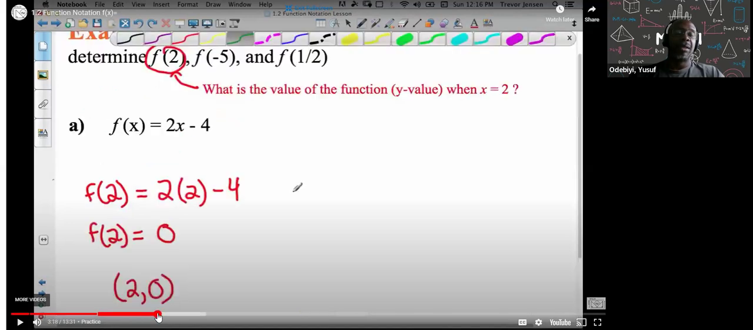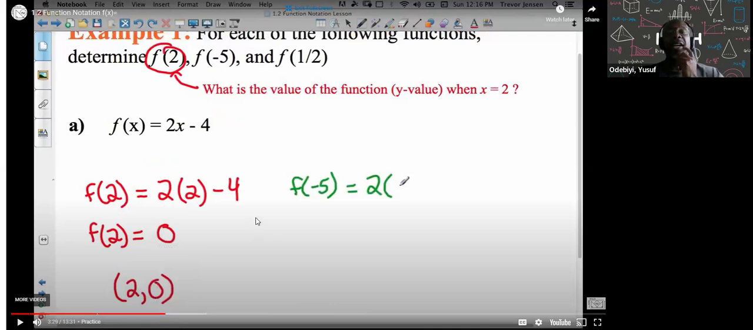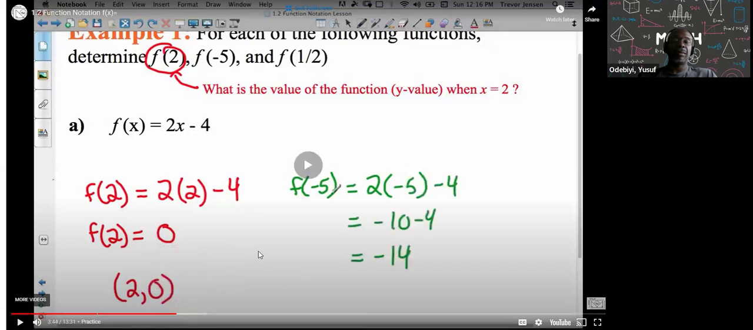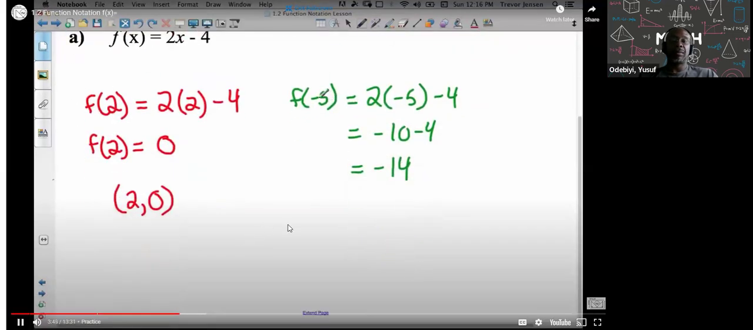Okay. Now let's do the next one. Minus 5. You plug it in there, right? So minus 5 times 2 is -10. -10 minus 4 is -14. So if my x is -5, my y should be -14. When x is -5, y is -14. When x is -5, the value of the function is -14. Okay, so we know that.